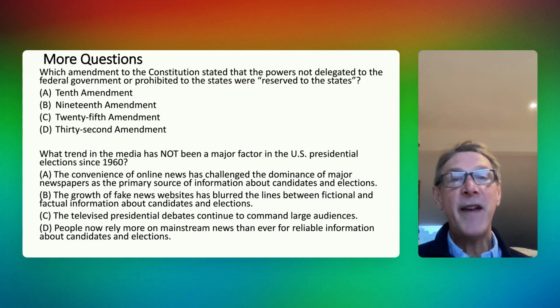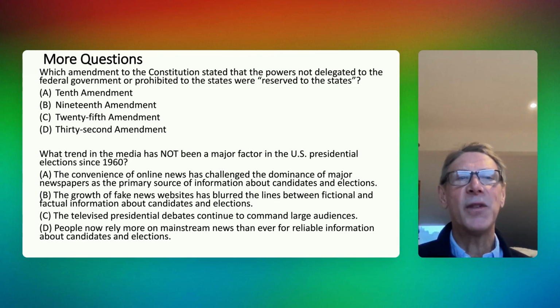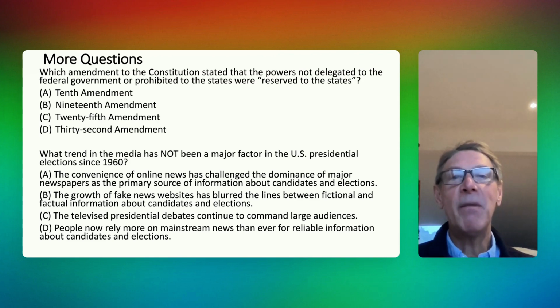Let's look at B. The growth of fake news websites has blurred the lines between fictional and factual information about candidates and elections. Well, I think we've all seen how fake news, how the internet, there are good things about the internet, but one of the bad things about the internet is fake news. So B makes sense.